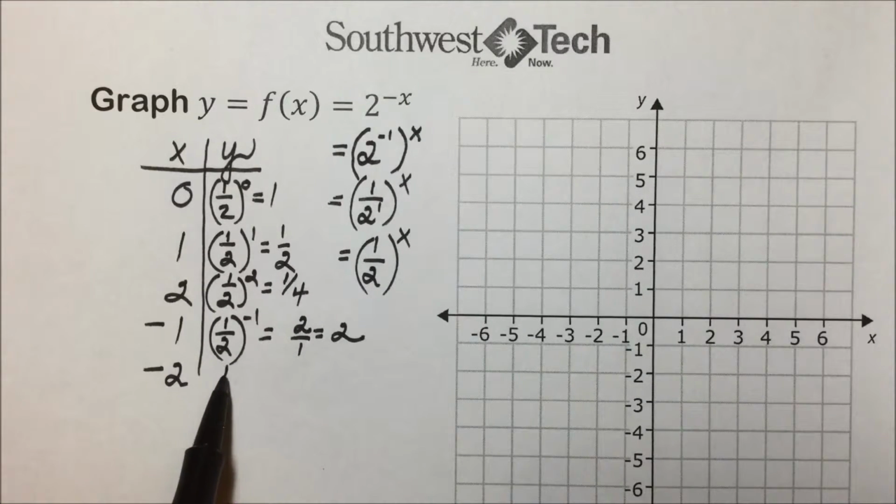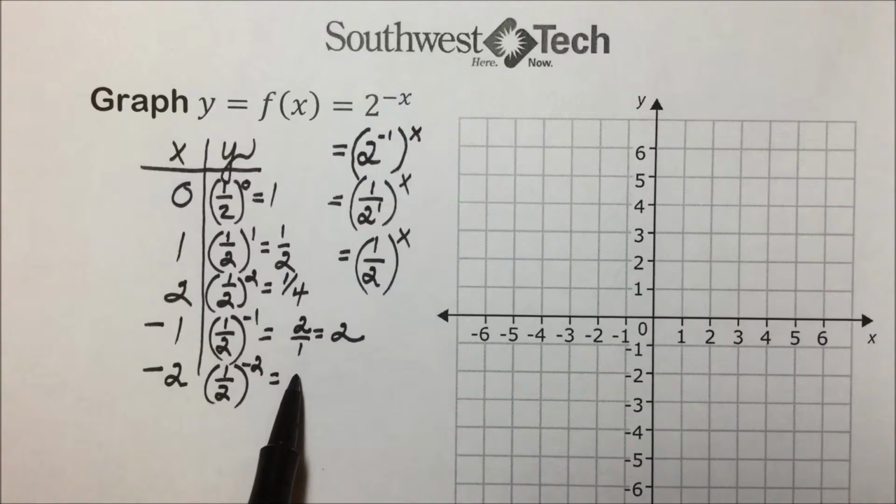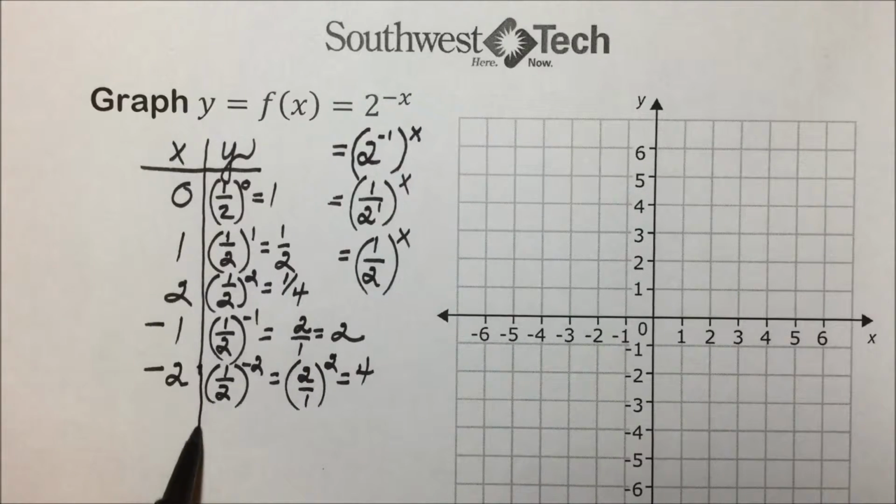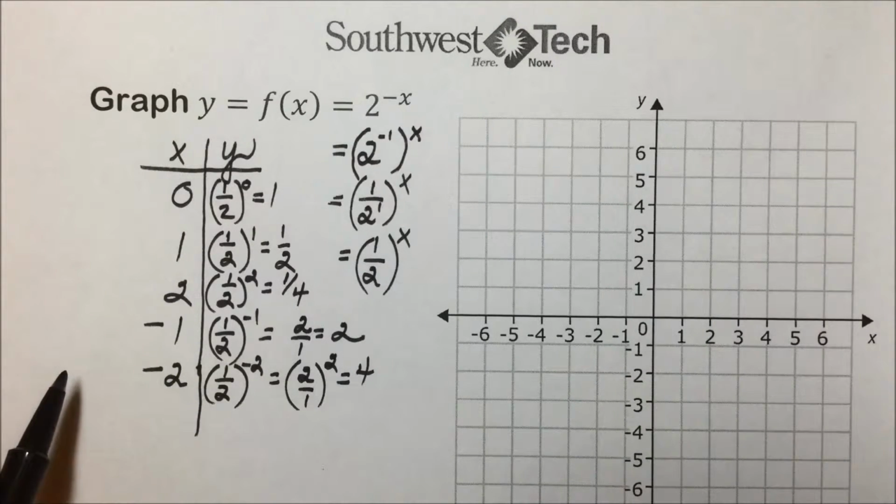X equals -2 is 1/2 to the -2 power. That means we'll have 2/1 to the second power, which gives us 4. And we can see as our x values get smaller and smaller, our y values are going to get larger. This has a similar feel, only maybe the opposite of what we just looked at.